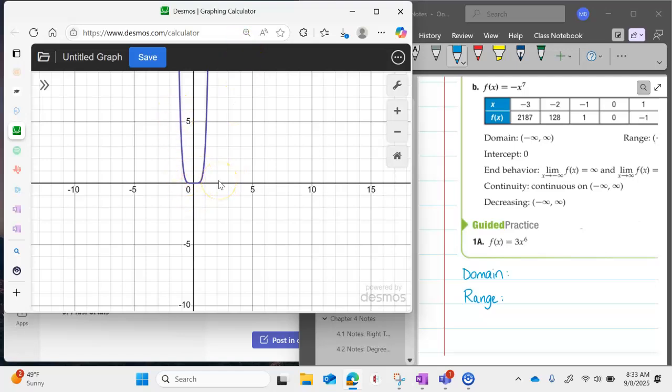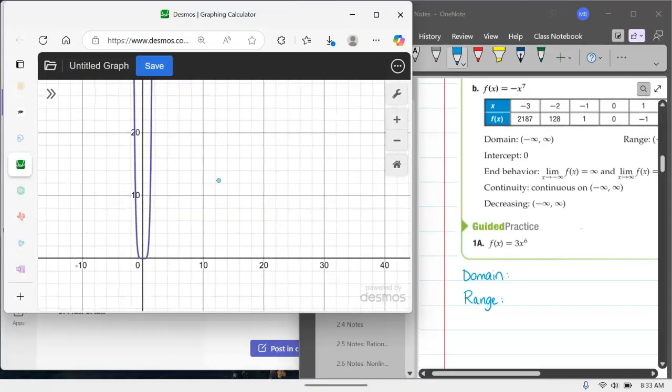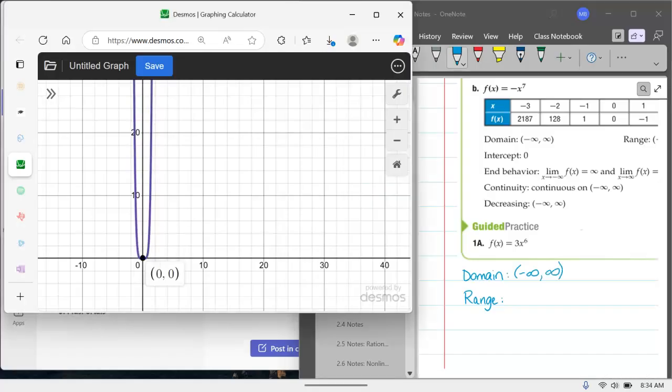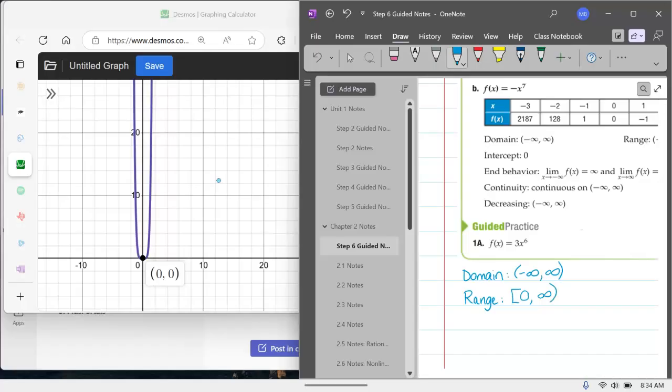So clearly it goes to the left and to the right forever. In fact, if you zoom out, you can see that even more clearly. Negative infinity to positive infinity. The range, however, the lowest it goes is 0, and there is graph at 0. So it goes from 0 to infinity. You can see from the point (0, 0) that both intercepts are 0.